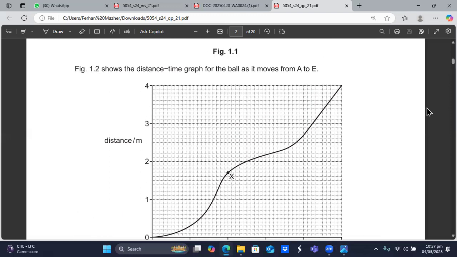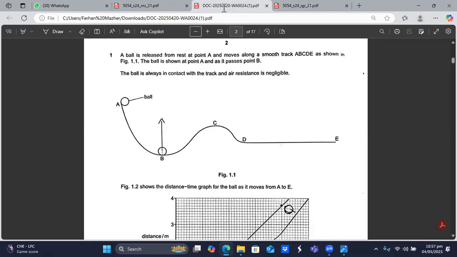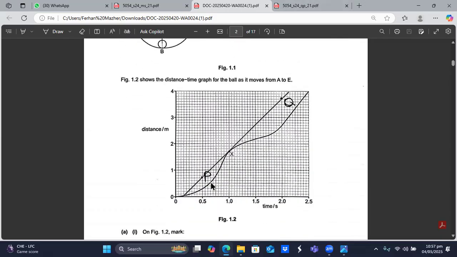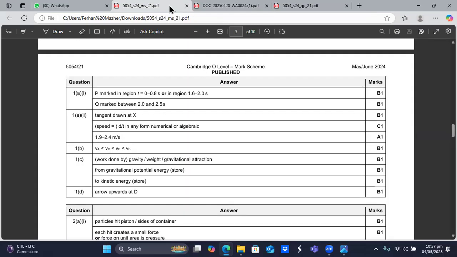So when the ball has a constant speed, that means the gradient of this distance time graph should also become constant. So you can see in this portion, the gradient remains constant. So here I can write Q, here the gradient is increasing. So here I can write P. Let's check. I have done this. So at this portion, I will label it as P, and this portion I will label as Q. I hope you understand this.